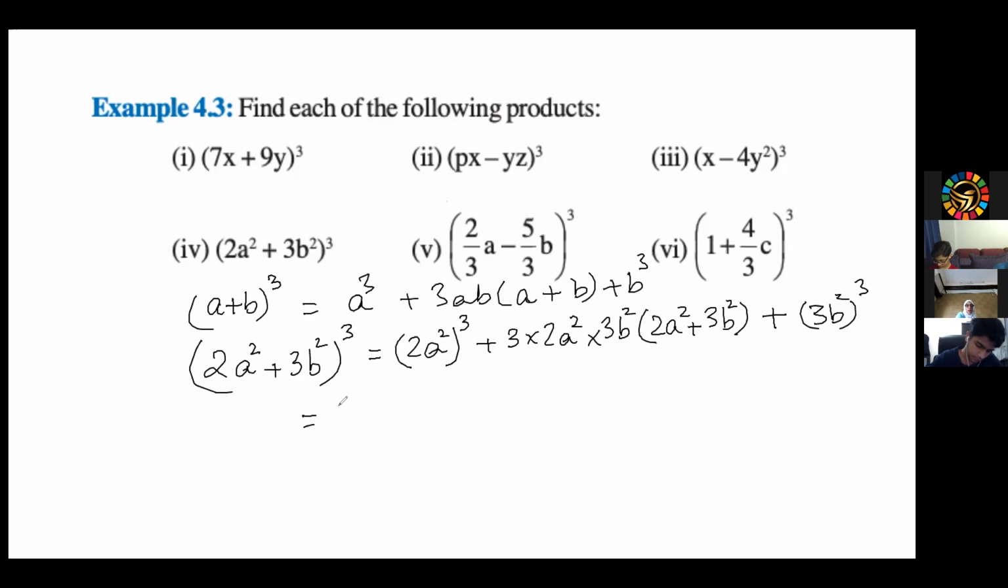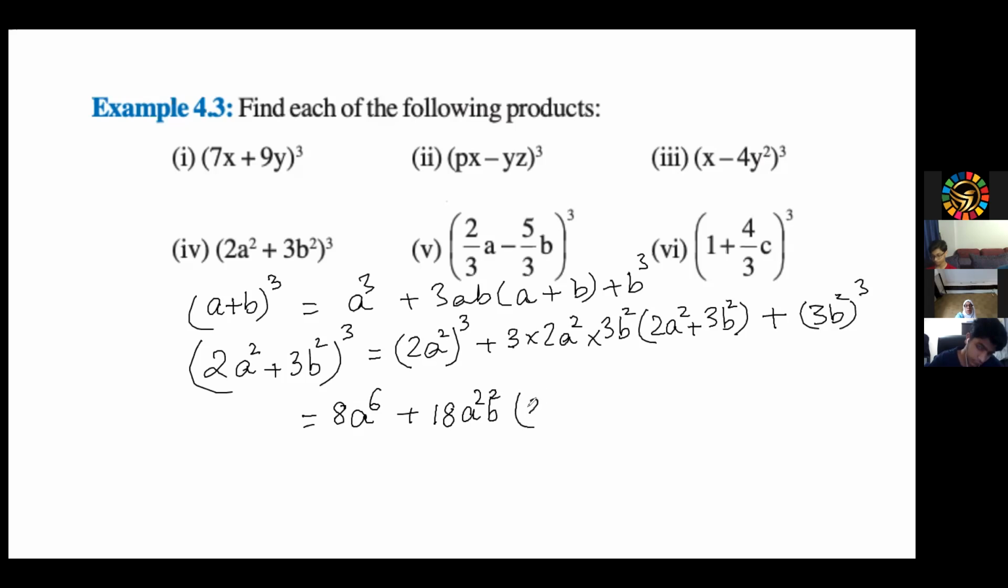What is 2 cube? 8. A square and cube. 3 twos are, you know, exponent to the power exponent. So a raised to 6. Plus, tell me, 3 into 2 into 3. First always multiply the constant. What is it? 6 and 6, 18. And then a square b square.